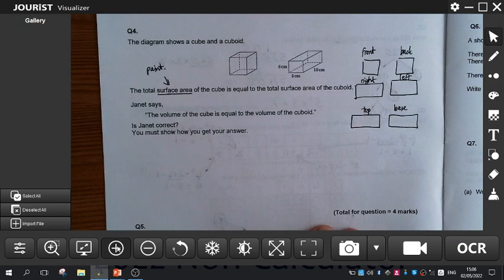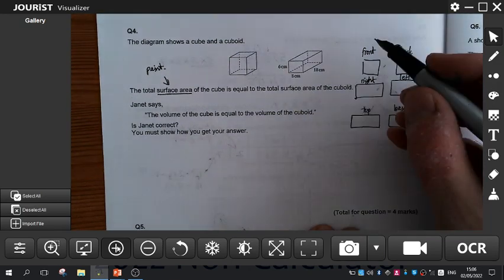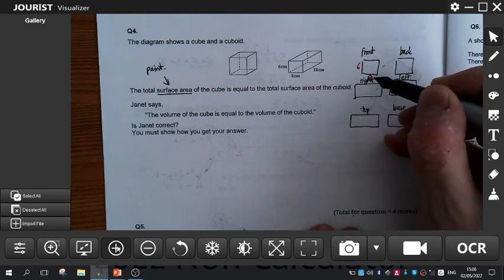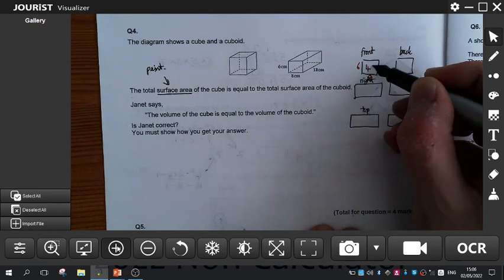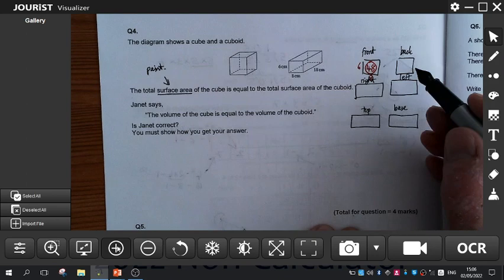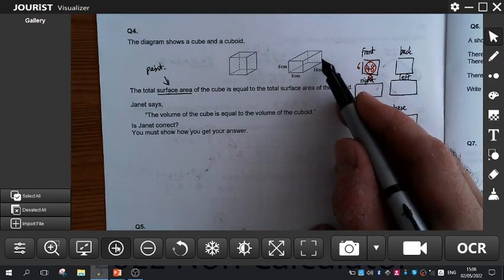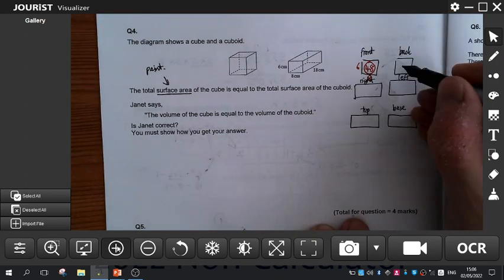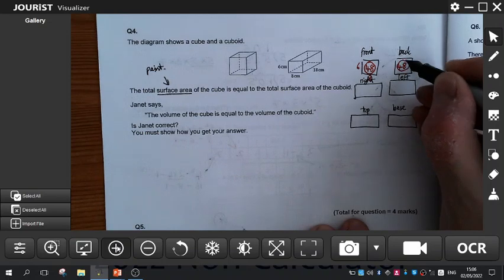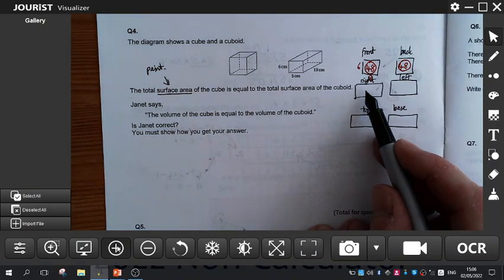The dimensions of the front, well, it's 6 by 8. Area of a rectangle, 6 times 8, 48. The one at the back, of course, is exactly the same, 6 by 8, 48. The dimensions of the right-hand side, 6 by 18.